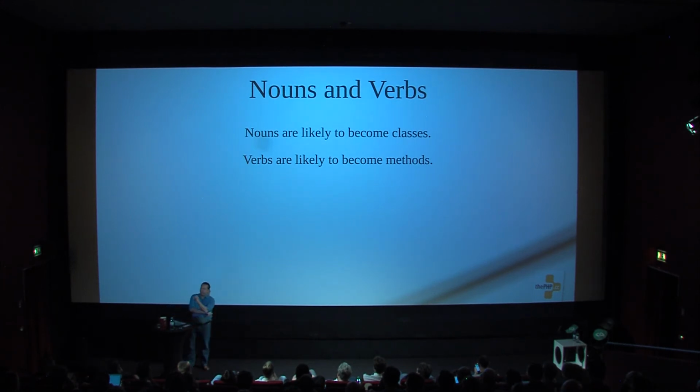And verbs tend to become methods. It doesn't always work that way. Usually you tend to have more classes than you initially thought. But then once you look at the whole thing and say, well, you know what? You have those classes there. They are so obvious. Why the hell did it take you so long to get there?